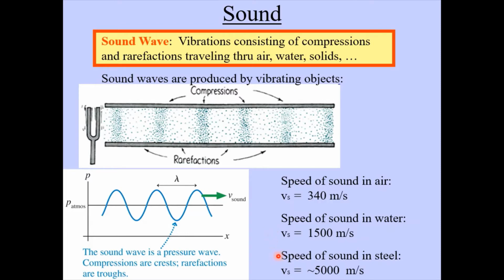And if we go to a solid like steel, again, the steel or iron atoms are very closely packed and they're held together by strong bonds. So any vibrations in those atoms can be transferred to their neighbors very, very quickly, resulting in a much, much higher speed of sound, and we see it's somewhere around the order of 5,000 meters per second.